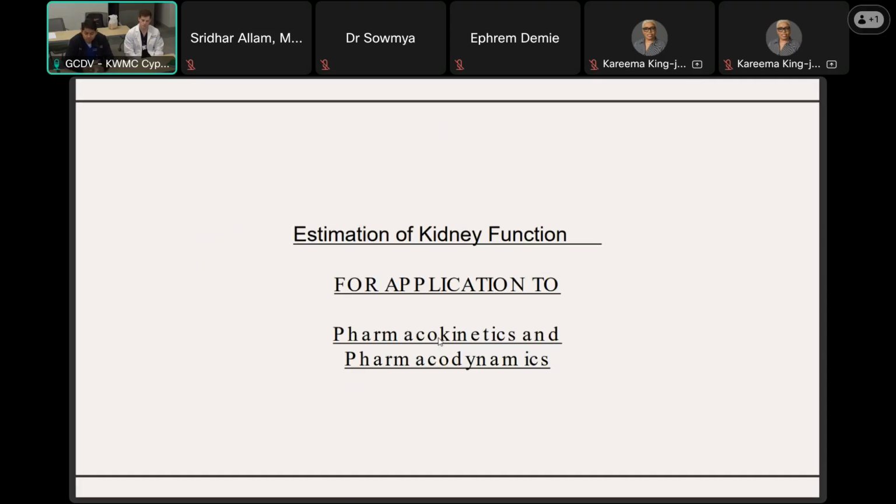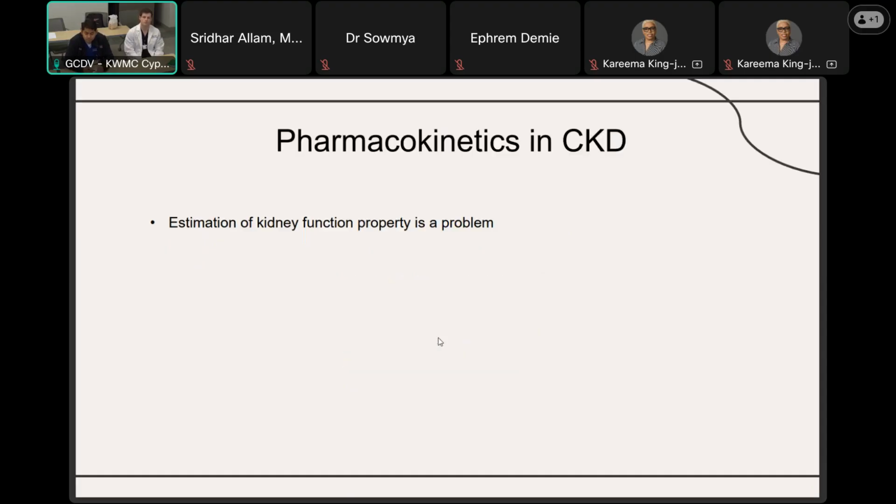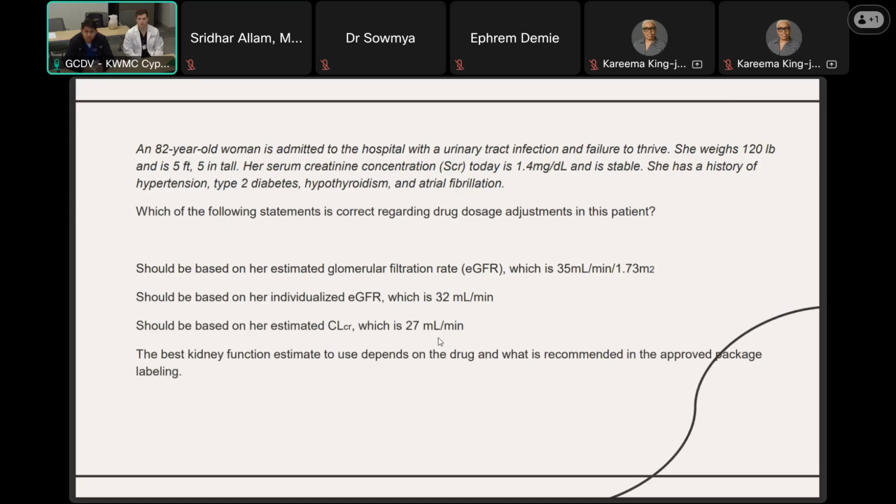And this is something to know. So estimation of kidney function properly is a problem, especially when it comes to pharmacokinetics, and let's see why that is. So let's read a question. An 82-year-old woman is admitted to the hospital with a urinary tract infection and failure to thrive. She weighs 120 pounds and is 5 feet tall. Her serum creatinine concentration today is 1.4 milligram per deciliter, and it is stable. She has a history of hypertension, type 2 diabetes, hypothyroidism, and atrial fibrillation. Which of the following statements is correct regarding drug dosing adjustments in this patient?